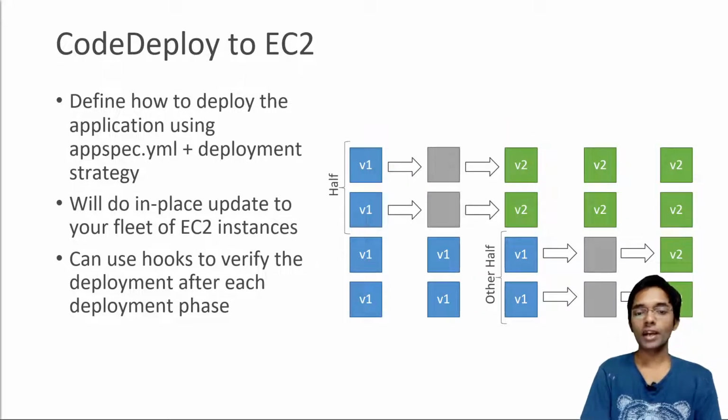We define how we want to deploy the application in the appspec.yml file, plus our deployment strategy. And the deployment strategy could be how fast we want the rollout to be. Is it all at once? Is it gradual? Is it rolling? Is it rolling with batch? Is it immutable? Is it blue green? This is not the focus here, we are just understanding how it happens at a high level.